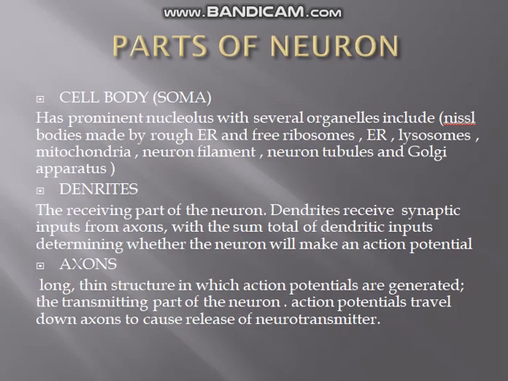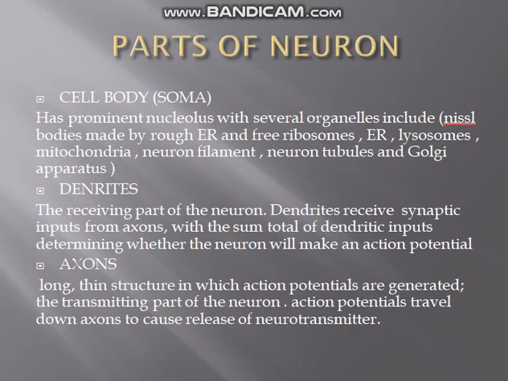Parts of a neuron. Cell body, soma. It has a prominent nucleolus with several organelles, including Nissl bodies made by rough endoplasmic reticulum and free ribosomes, endoplasmic reticulum, lysosomes, mitochondria, neurofilaments, neurotubules, and Golgi apparatus.